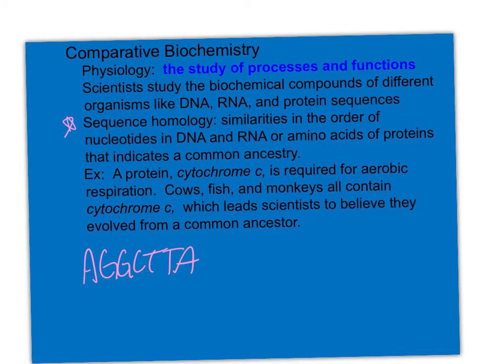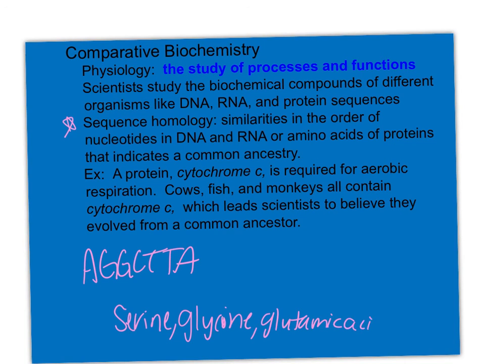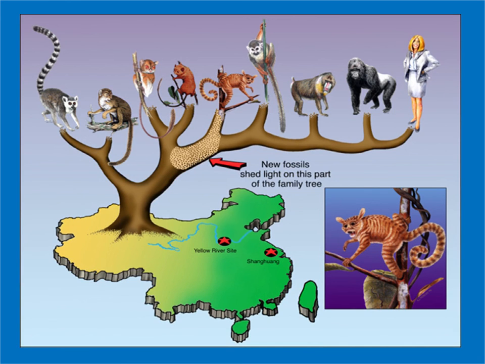Another thing would be having similar protein sequences. Like the amino acids serine, glycine, if you have several amino acids in common or several proteins in common, okay? So if you have this particular sequence and you shared it with another organism, then that means they possibly could have come from a common ancestor. Okay, and this is showing a phylogenetic tree, and also how new fossils are going to show up and help look at that particular branch of the family tree, the phylogenetic tree.